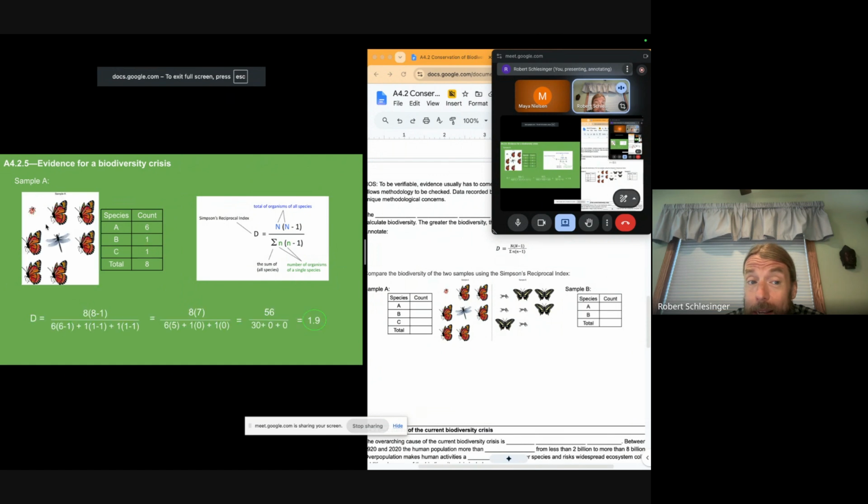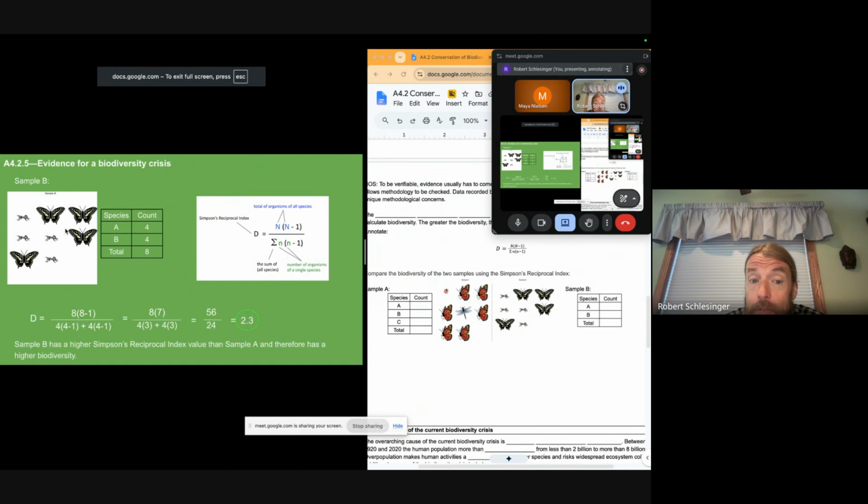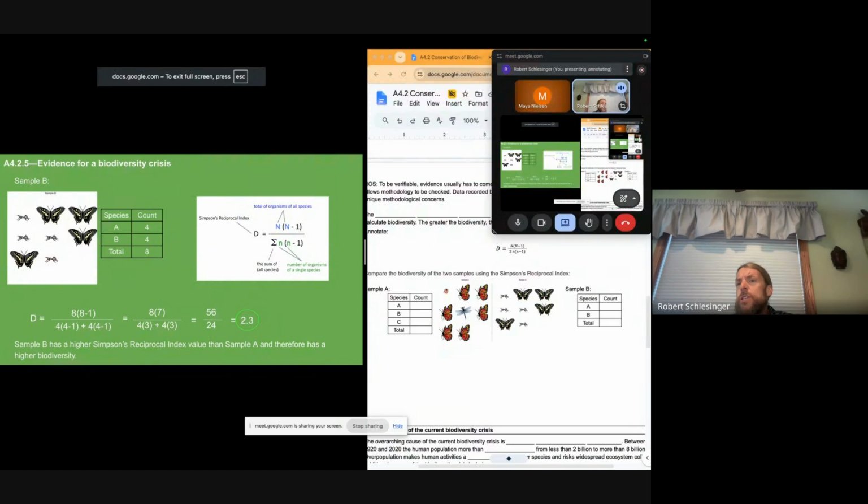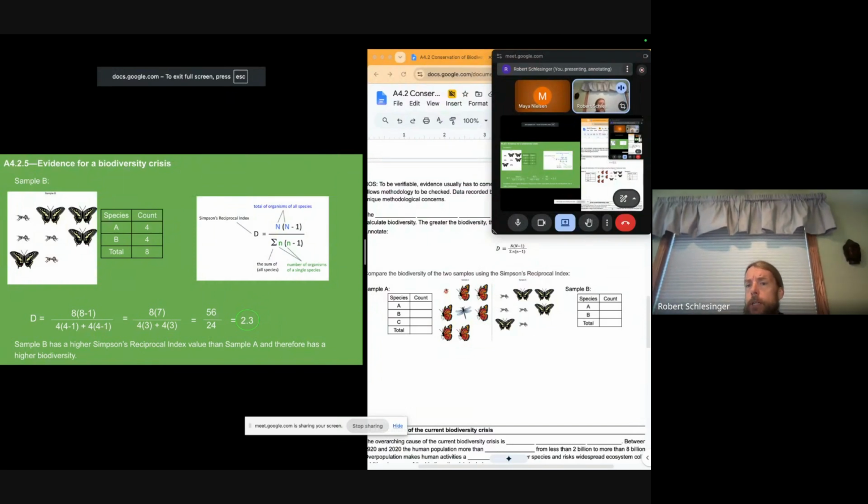What good is it if I've got higher richness if those folks only have one organism that they can reproduce with? That doesn't do me any favors, right? And so this is the more diverse sample, this sample B, and that's going to give me an index of 2.3. And so I can use that information and say, okay, this particular area was more biodiverse than the other area. And this is just a tool that we use that you're expected to know how to use. Does that kind of make sense?